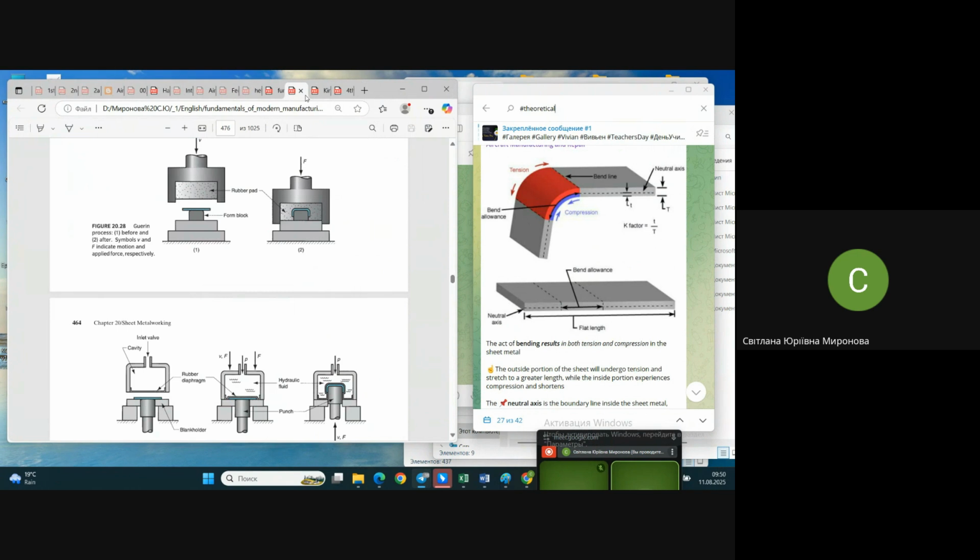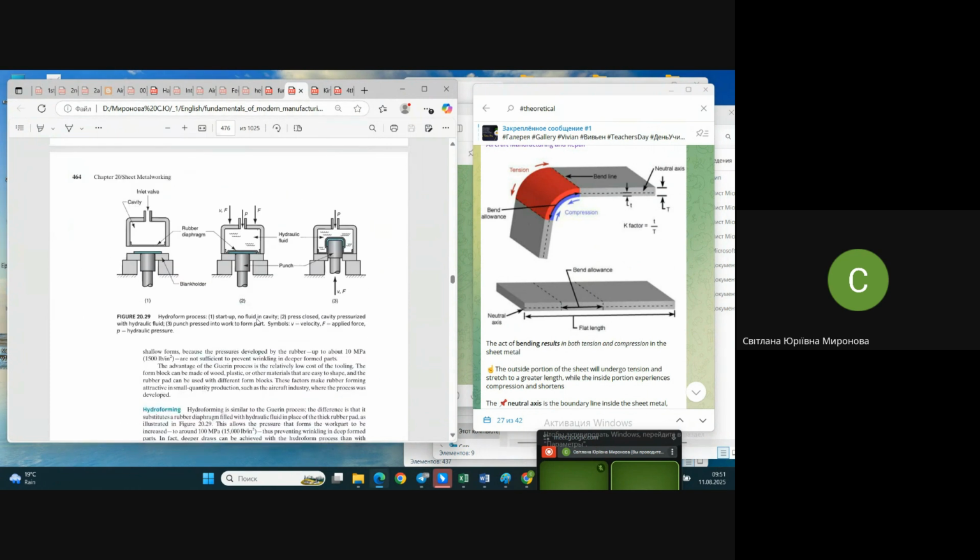It's so-called stamping by rubber. It's not really rubber. Usually it comes about polyurethane. It's called here rubber pad, but usually it comes about polyurethane. And stamping by water or hydroforming.